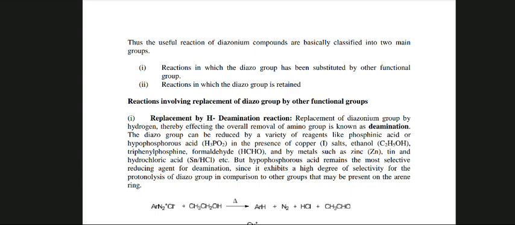Replacement by H, deamination reaction. Replacement of the diazonium group by hydrogen, thereby effecting the overall removal of the amino group, is known as deamination. The diazo group can be reduced by a variety of reagents like phosphinic acid or hypophosphorous acid, H3PO2, in the presence of copper salts, ethanol C2H5OH, triphenylphosphine, formaldehyde HCHO, and by metals such as zinc, tin, and hydrochloric acid, Sn/HCl, etc. But hypophosphorous acid remains the most selective reducing agent for deamination since it exhibits a high degree of selectivity for the protonolysis of the diazo group in comparison to other groups that may be present on the arene ring.